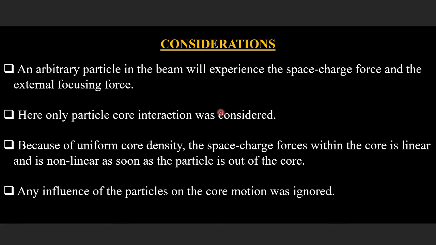So given a CW beam, if we take any particle in the beam core, it will experience only two kinds of forces. First, the space charge forces. That's because we have a beam of charged particles, so they'll exert space charge forces on the particle. And second force is the external focusing force, and in our case that will be because of the solenoid that we have taken. So there are only two forces acting on the particle.